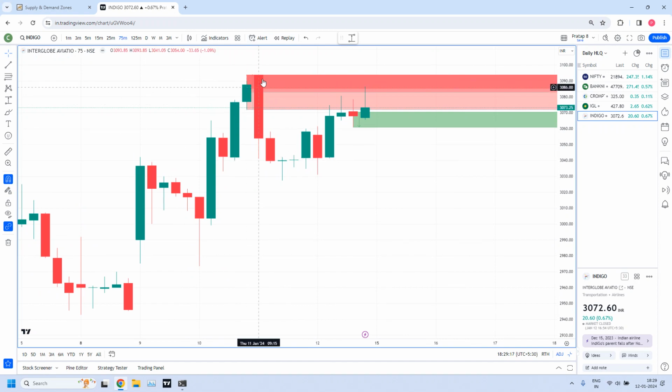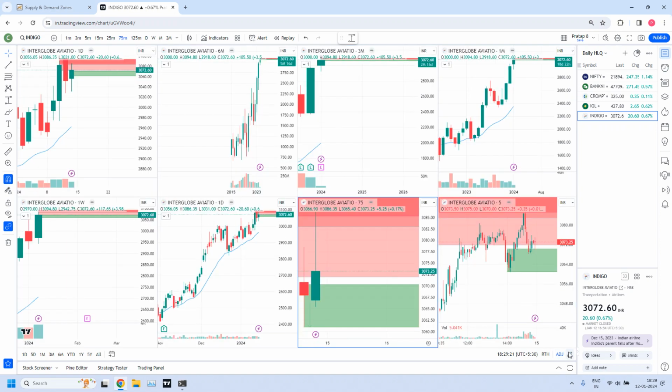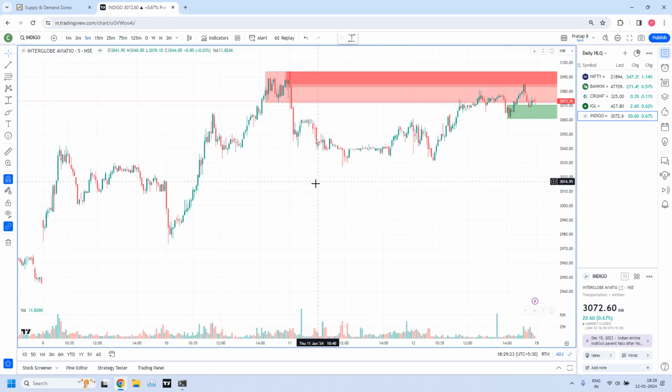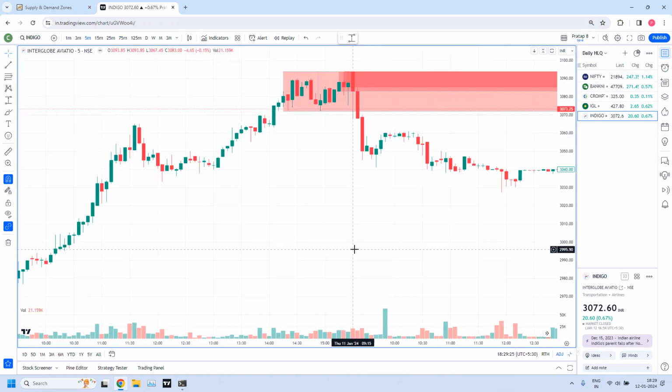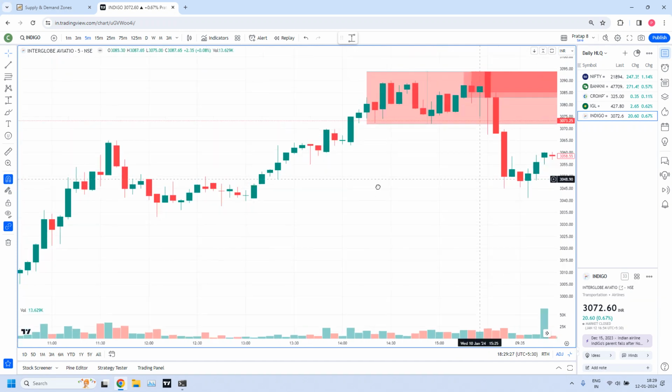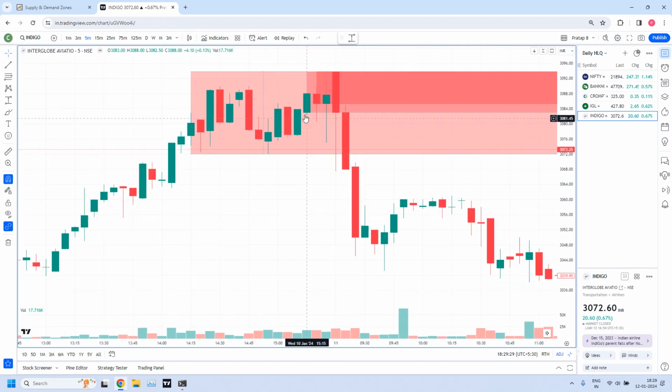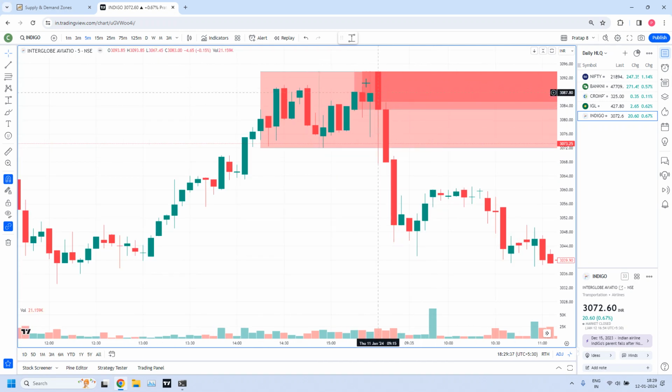We have a rally base drop. And this way I have fine-tuned to the 15 minutes time frame. In the 15 minutes time frame, if you look into this, you have a rally candle, 3 base candles and a drop candle.